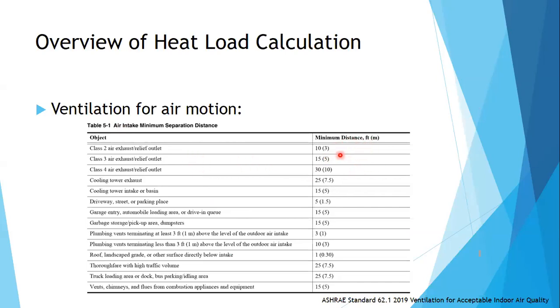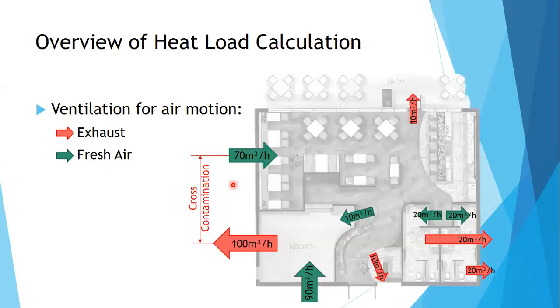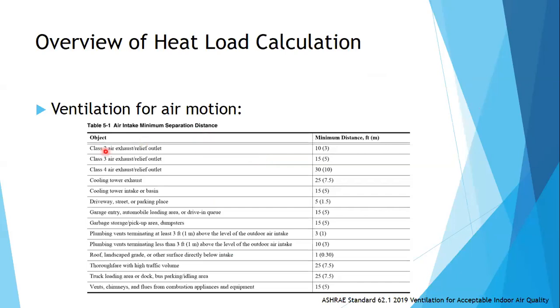So going back to our example, is class 2 going to a class 1 area. So the exhaust space for 100 cubic meters per hour into the intake space of a 70 cubic meters per hour. It says here on the table, a class 2 air exhaust outlet must be at least 3 meters or 10 feet away from your fresh air intake.